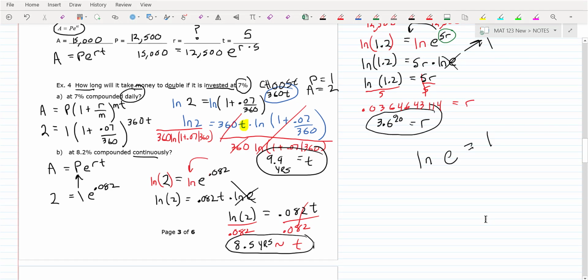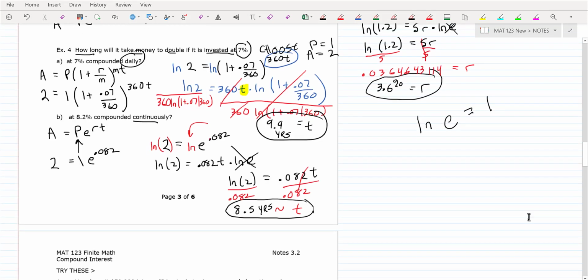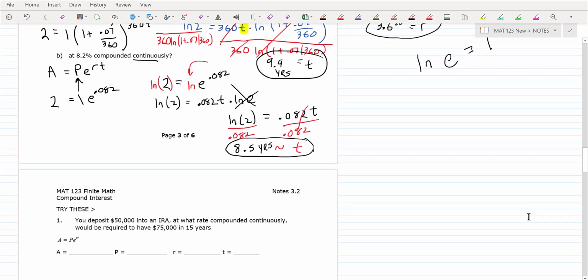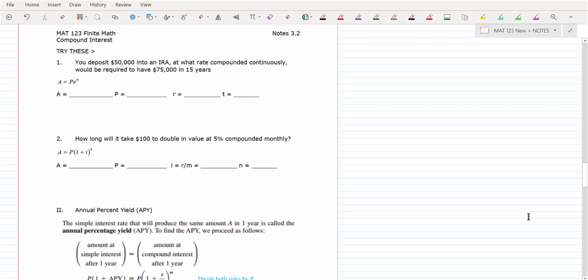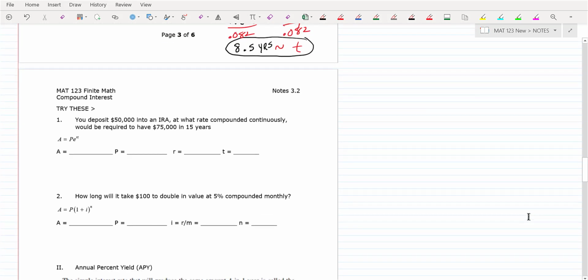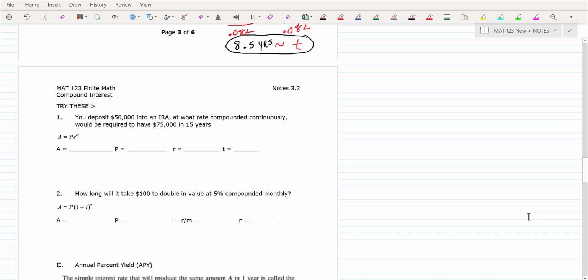Okay, that's the idea. Does that make sense, what I'm doing with the log? Okay. So let's work out these next two together here. I want to get through this, and then the other thing we talk about is an annual percent yield. So let's get this one set up, and you can kind of finish these on the calculator.